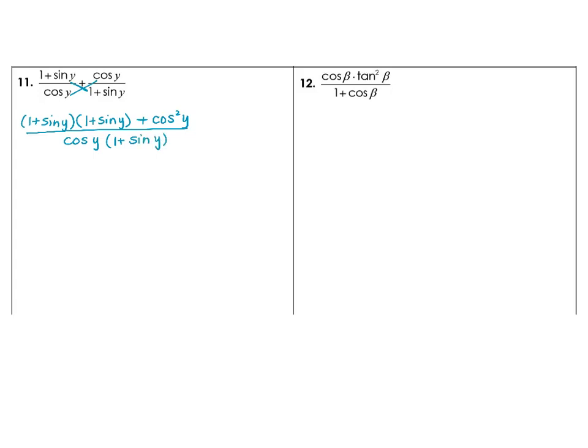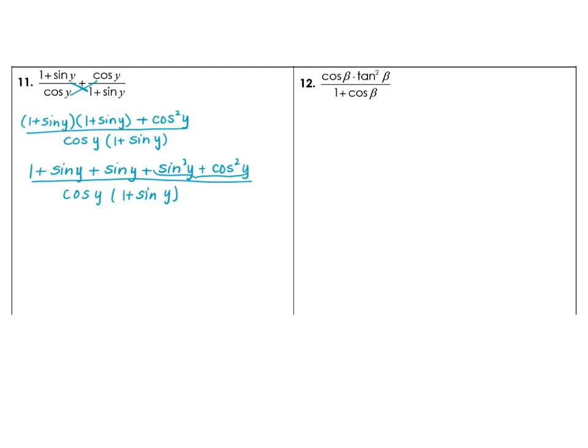In the numerator, we are going to have to FOIL all of that mess out. So when we do so, we're going to have 1 plus sine y plus sine y plus sine squared y, and then we have plus cosine squared y. So that's going to be handy. And of course, every bit of that is over cosine y times 1 plus sine y. Now, we see that this portion right here, that's an identity. All of that is 1.